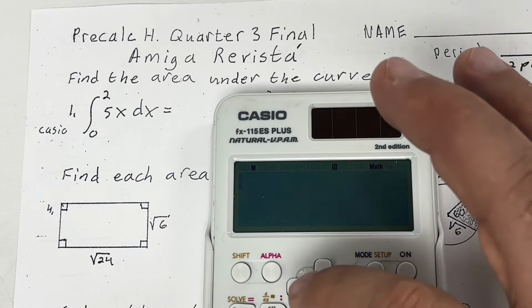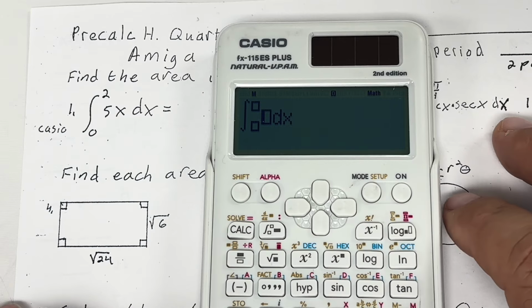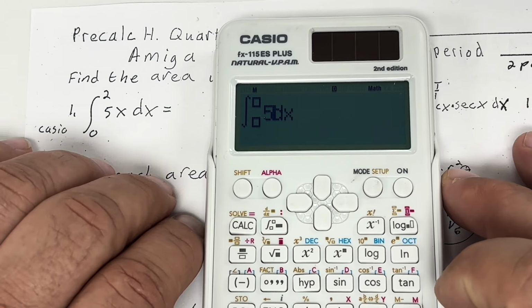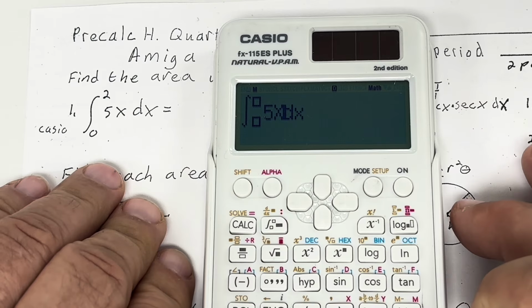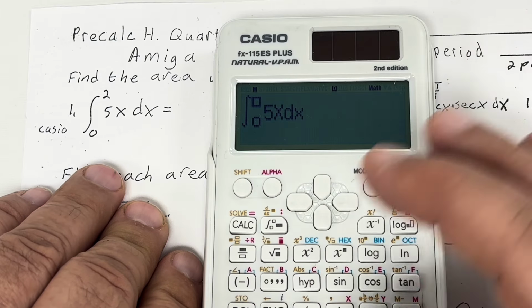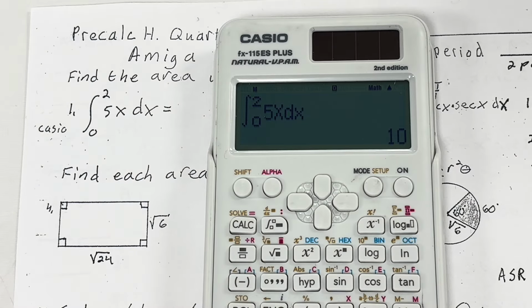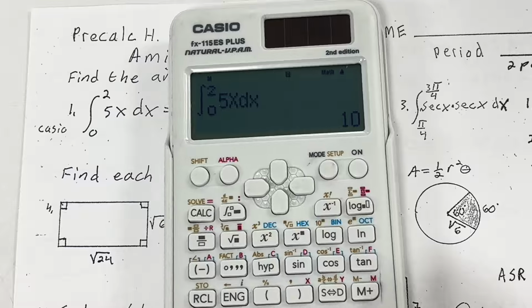We're going to hit the area button, and we're going to type in 5 alpha red X. It already has the dx, down arrow from 0, up arrow to 2. Hit equals, and it kicks out our answer pretty quickly. It's 10.